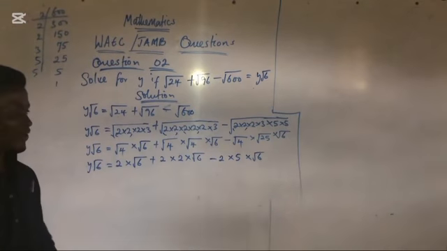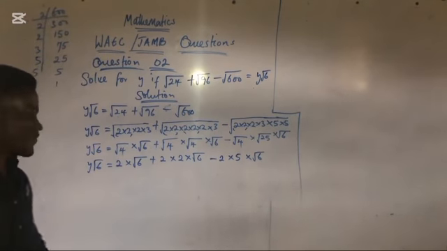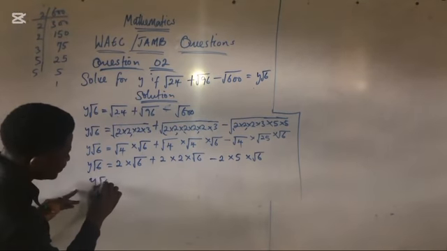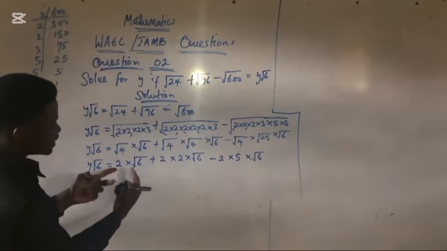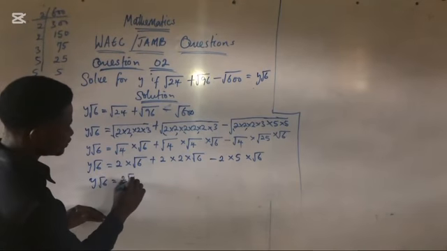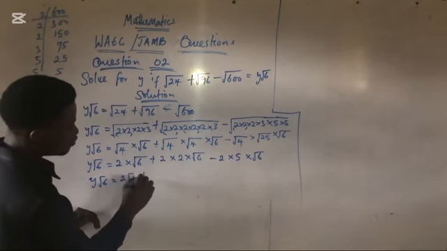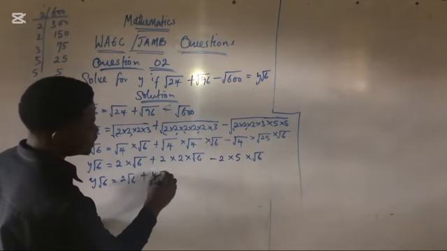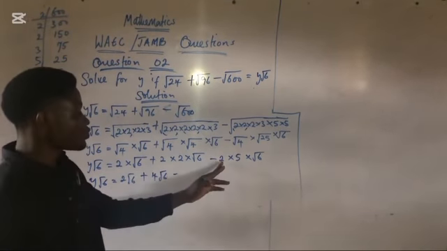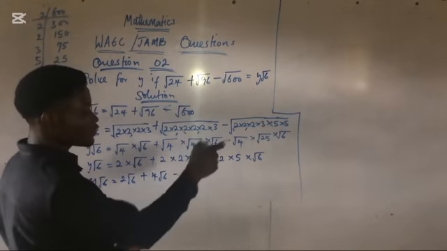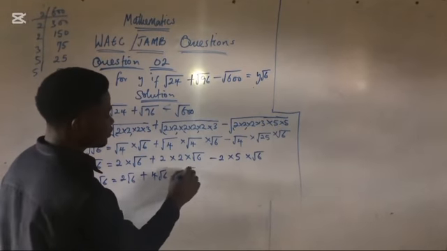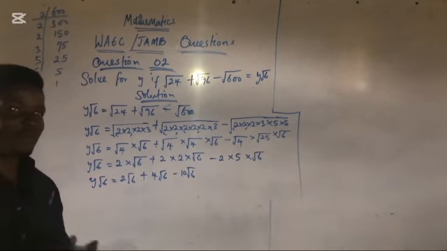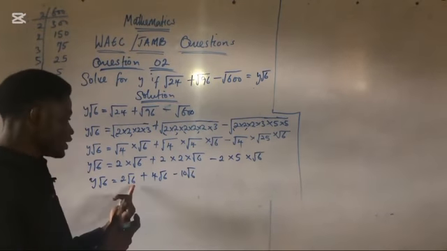Okay, so I'm having y root 6 now. To give you 2 times root 6 is what? 2 root 6. Plus 2 times 2 is 4. 4 times root 6 is what? 4 root 6. Minus 2 times 5 is what? 10. 10 times root 6 is what? 10 root 6.